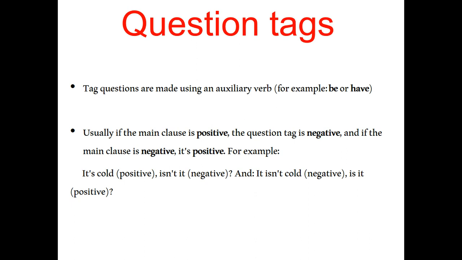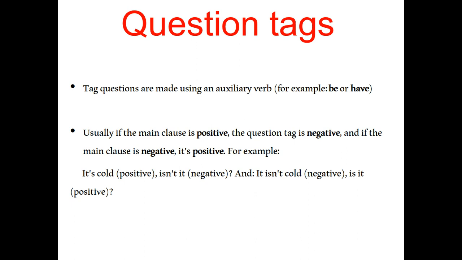So the question tags are made using an auxiliary verb. For example, we have be or have. Okay, what's be? Actually it's not new. What is the verb to be? Okay, we have the verb to be.